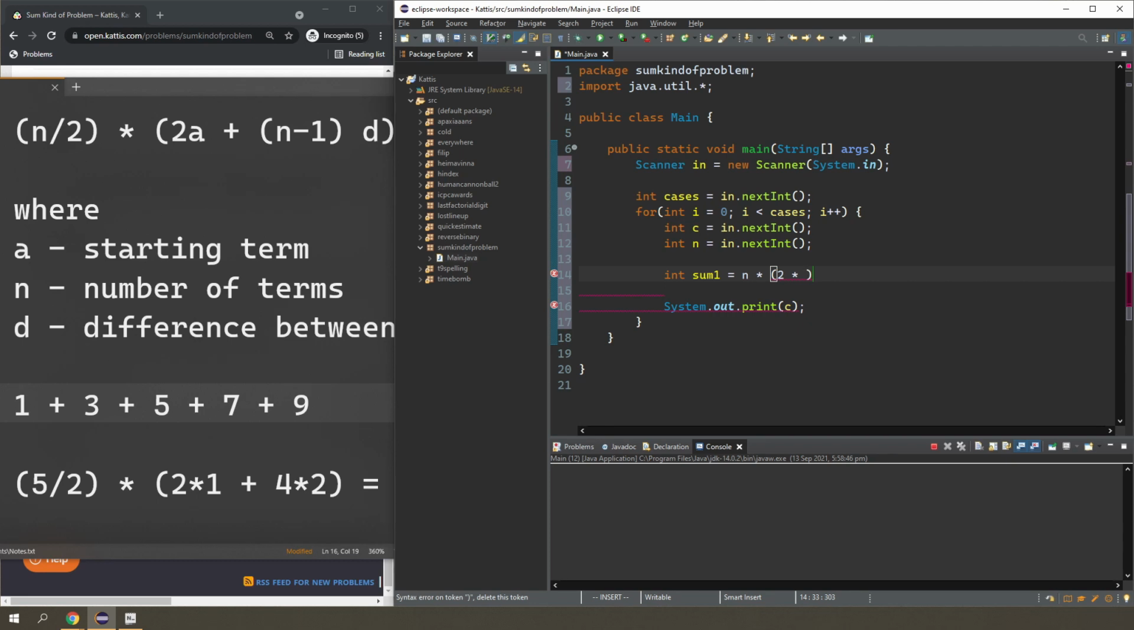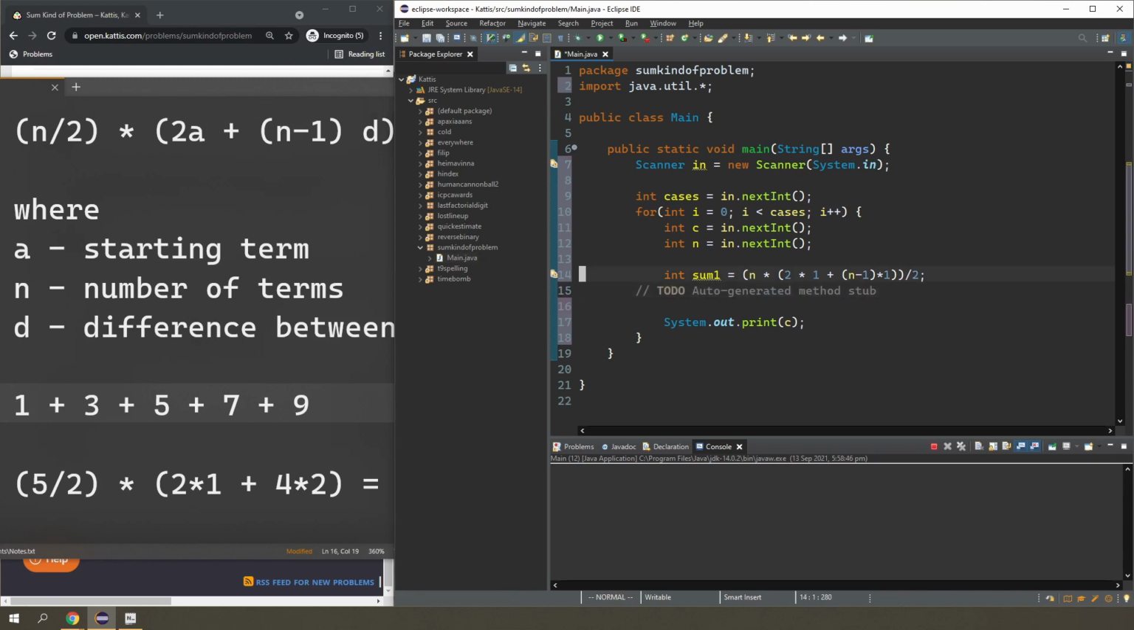The first one's always going to be 1. Well, in the case of all numbers, you're summing 1 plus 2 plus 3. The first sum's going to be 1 plus n minus 1 times the difference, which is just 1. So this is the whole thing, and I'll divide it by 2. Okay, that's the first sum.